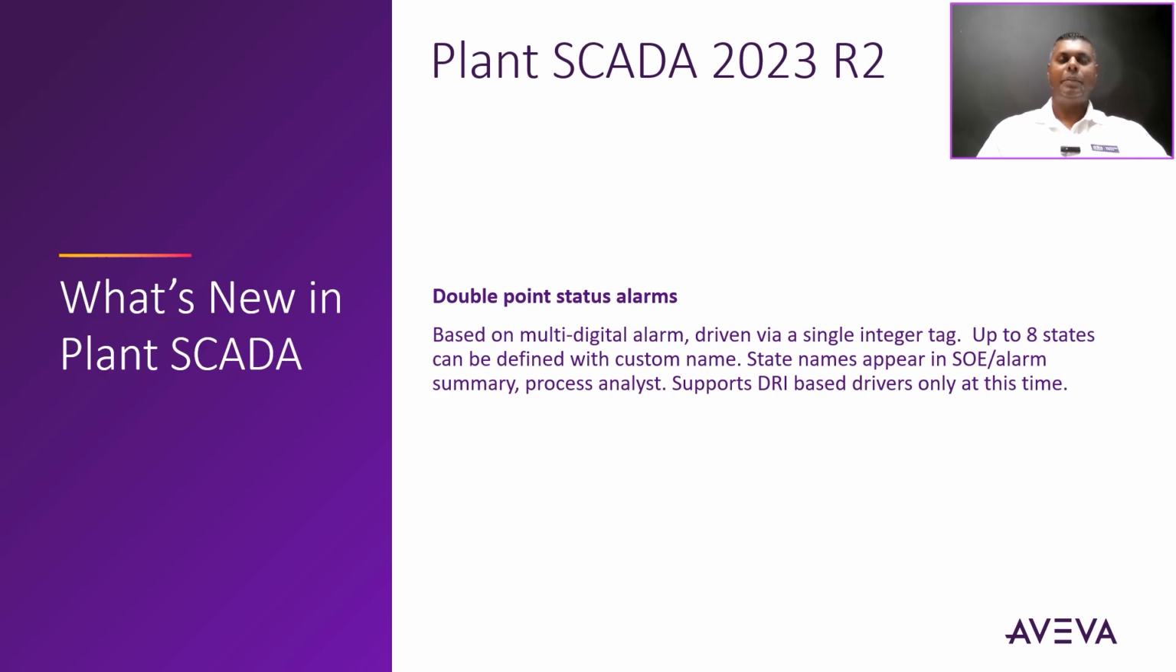However, instead of multiple digital alarm states received by the field device, this one is configured upon a single integer tag, which provides up to 8 states that can be defined with custom naming conventions. Also, these custom state names will be reflected in the alarm and event subsystem so that they can be displayed on all alarm pages, the sequence of events listings, as well as the process analyst tool, which is trend client, that can also display alarm content. It is limited to the driver runtime interface-based protocols, of which we'll cover more details in the upcoming slides.